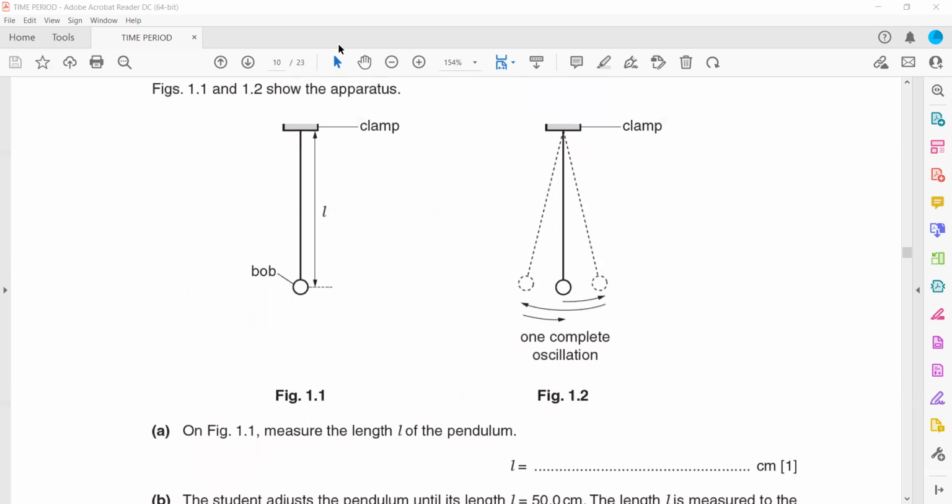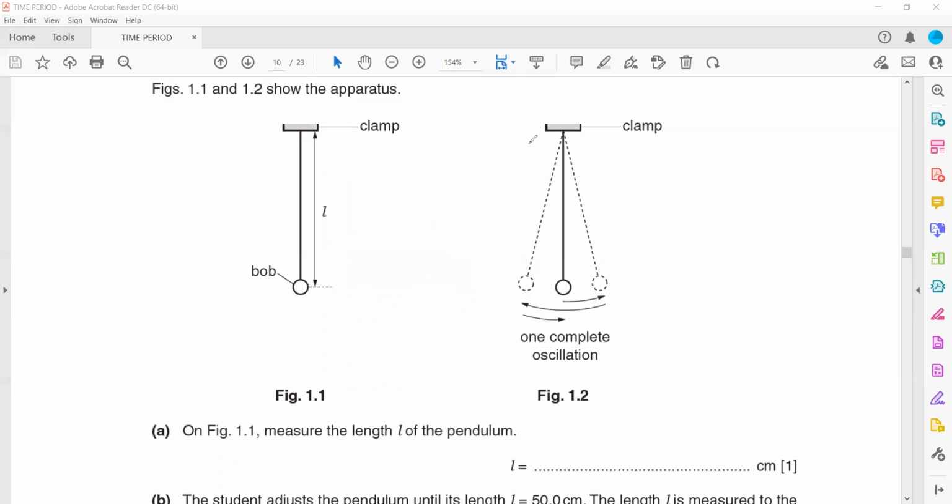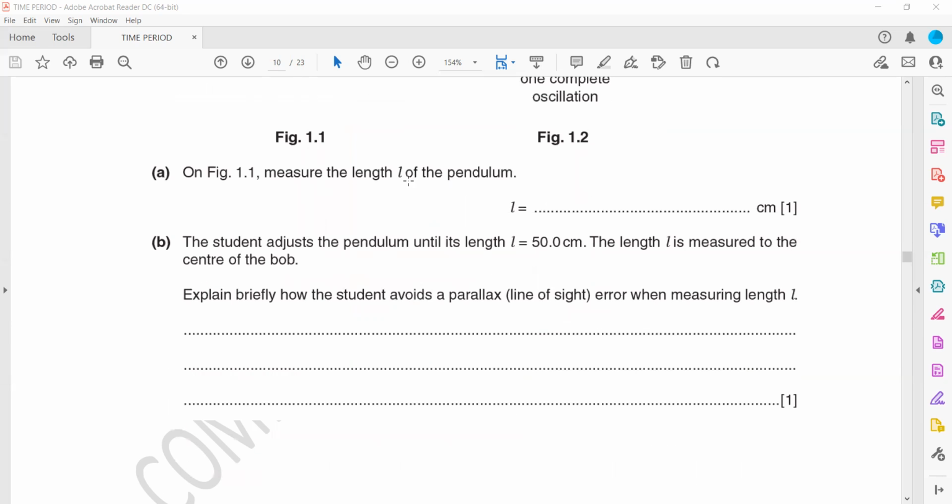Because if he places the scale or the ruler next to this pendulum bob but he's not looking perpendicular, then this is not the right position of the eye. We should always look perpendicular to avoid a parallax error. Is it clear? That is how a student can avoid a parallax error.